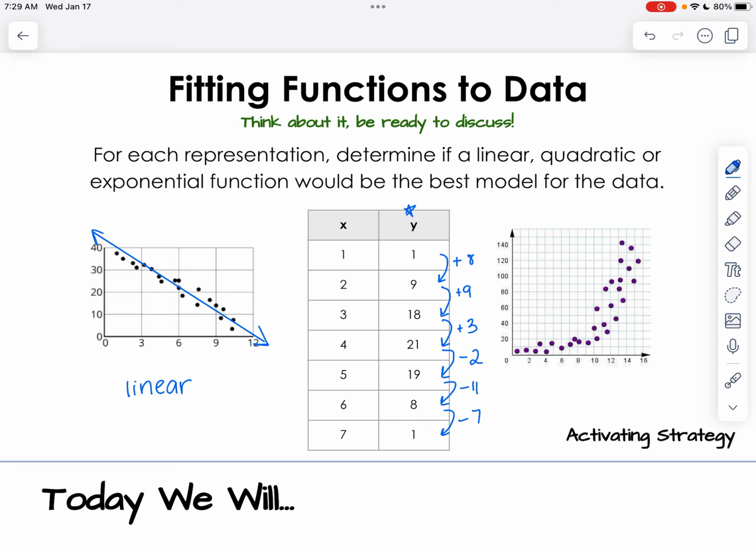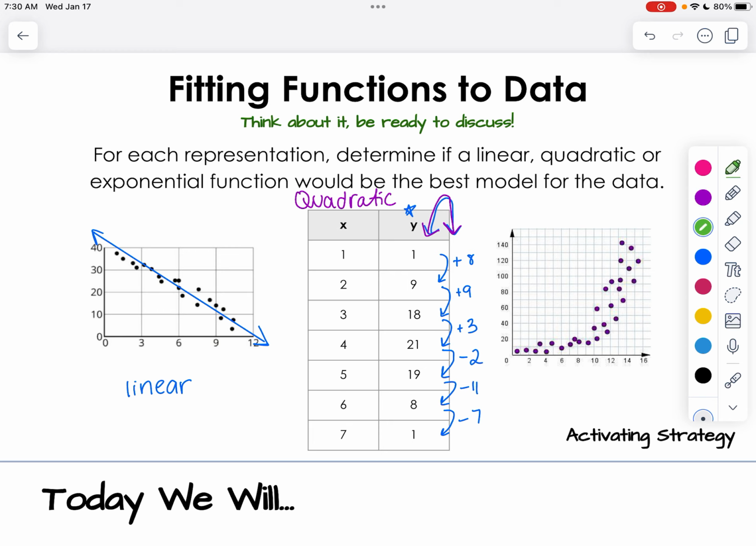But what I do notice is that this graph has both increasing sections where it's increasing by a set number, and then it also has decreasing sections. Out of these three options, linear, quadratic, and exponential, only one of them has both an increasing and a decreasing section, and it's the one that looks like this. We start out by increasing, and then it switches and starts to decrease. That is the parabola. So for the table, the best model would be quadratic.